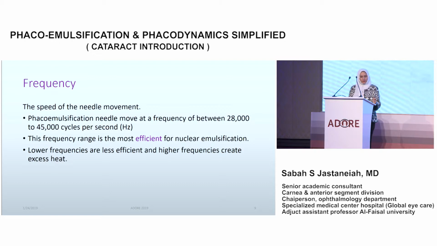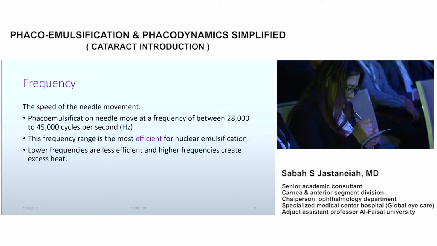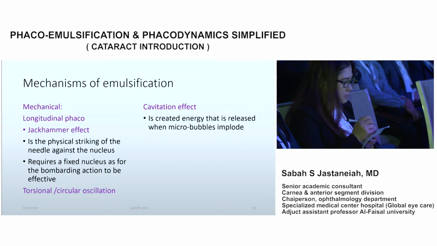The frequency, on the other hand, counts the speed of this needle movement. The movement is about 28,000 to 45,000 cycles per second, and this is the efficient amount of frequency that will help emulsify the nucleus. Less than this is insufficient. More than that is dangerous to the eye.